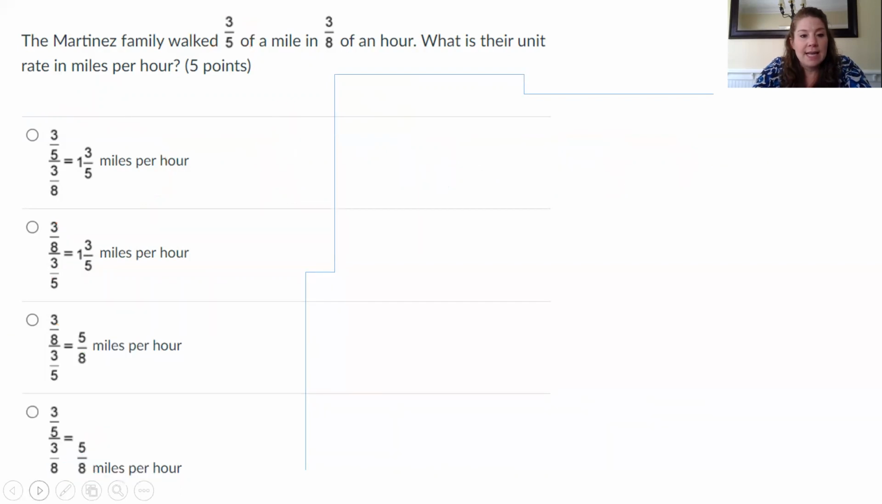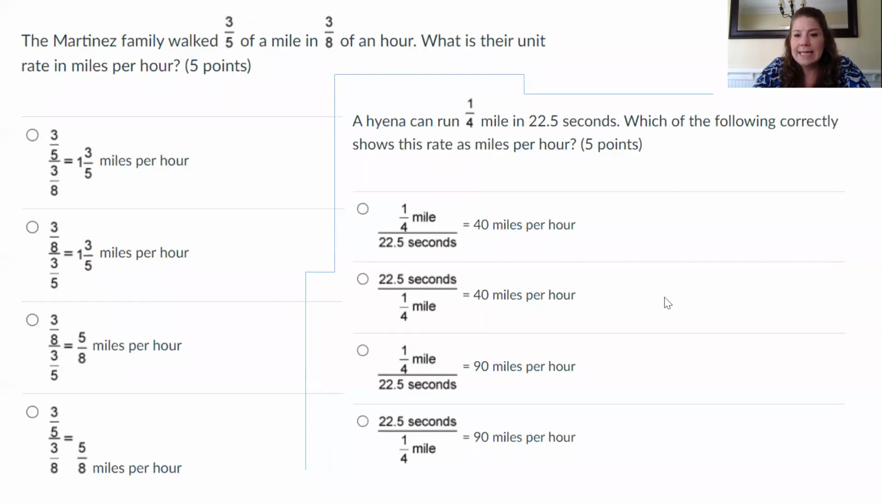All right, what's next? Let's see. A hyena can run 1/4 of a mile in 22.5 seconds. Which of the following correctly shows this rate as miles per hour? So here's our miles per hour. This, oh wait, this is seconds. Okay. That almost tricked me, you guys. Well, we got to figure out miles per hour. Well, let's go ahead and find out what this would be in miles per second?